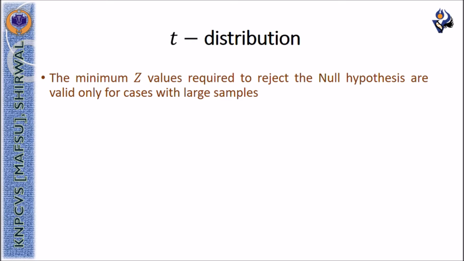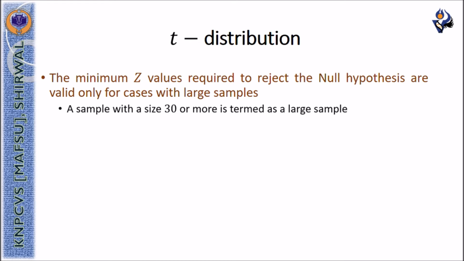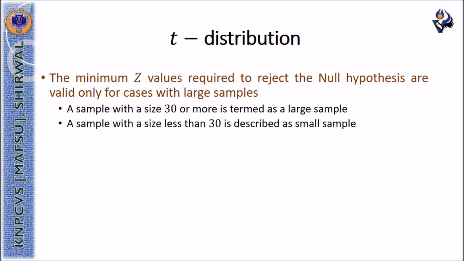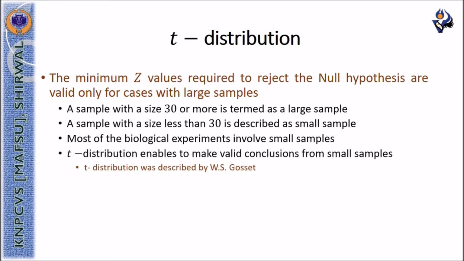We studied that the minimum Z values required to reject the null hypothesis are valid only for the cases with large samples. Now, a sample with a size of 30 or more is termed as a large sample. A sample which is having a size less than 30 is described as small sample. And most of the biological experiments involve small samples. The t-distribution enables to make valid conclusions from the small samples.